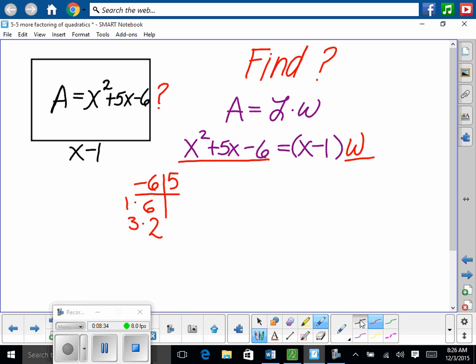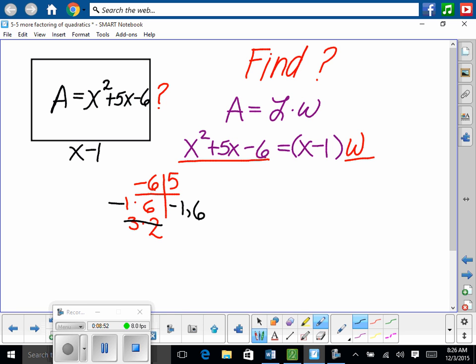3 and 2 technically could add up to be 5, but it's got to work in both squares. So will it be 3 and 2? No, because they both have to be positive, and that's not negative 6. Okay, we do need this one. We'll put the negative with our 1 so that it adds up to be positive 5.